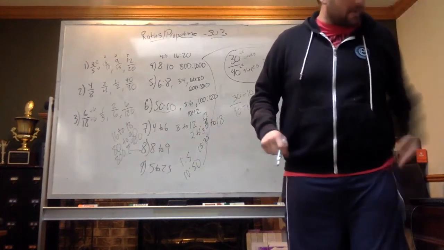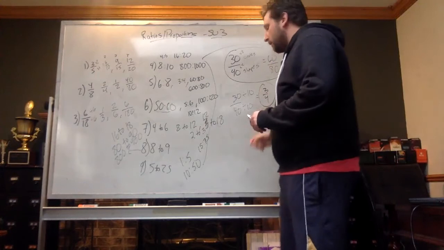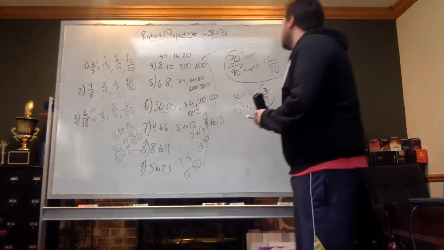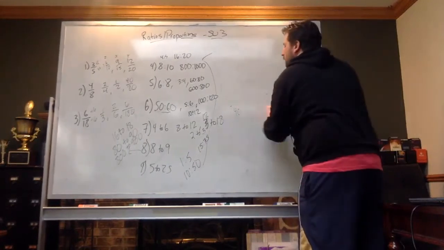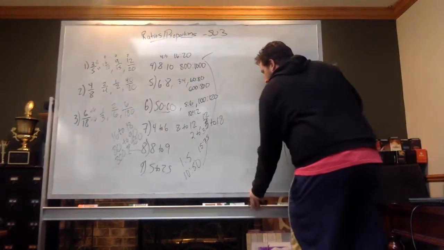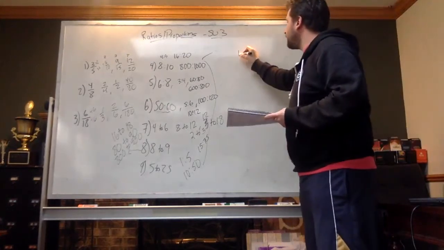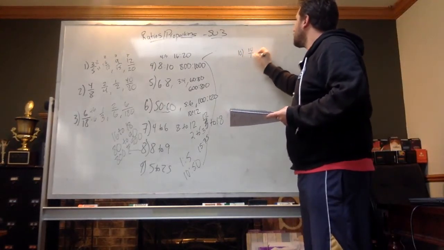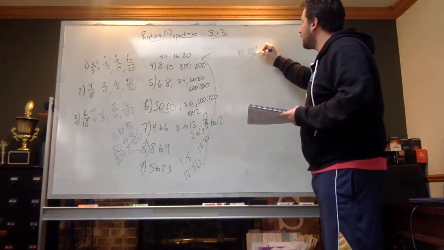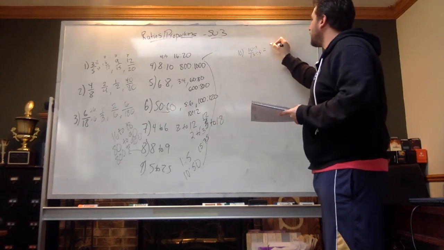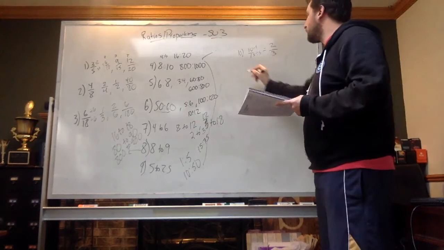For questions 10, 11, and 12, it says write each in the simplest form. Remember, when we find simplest form, we're looking for a number that goes into both numbers and divide it. So for number 10, 10 over 15. We have to think to ourselves, what number goes into both 10 and 15? Well, we can divide each by 5. 10 divided by 5 is 2, 15 divided by 5 is 3. So our simplest form is 2/3.